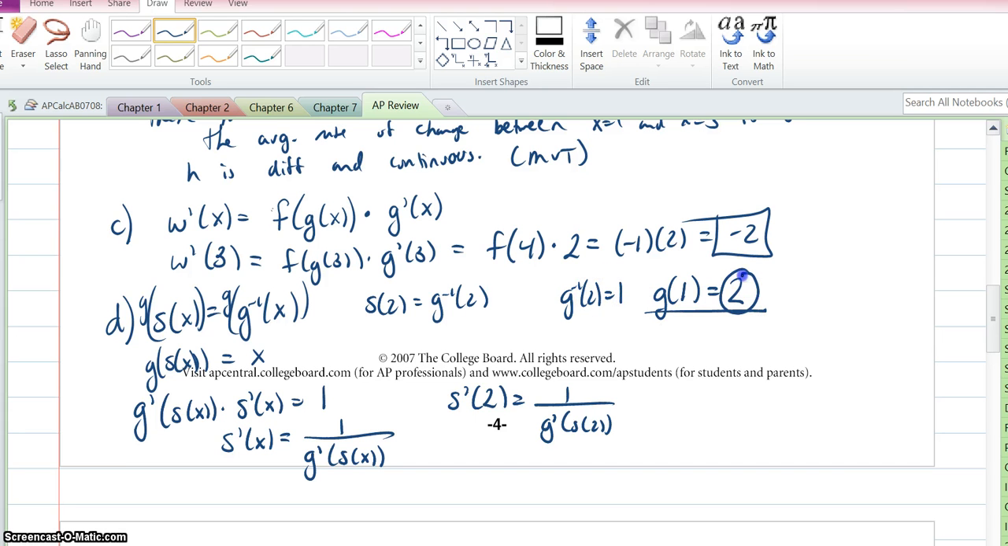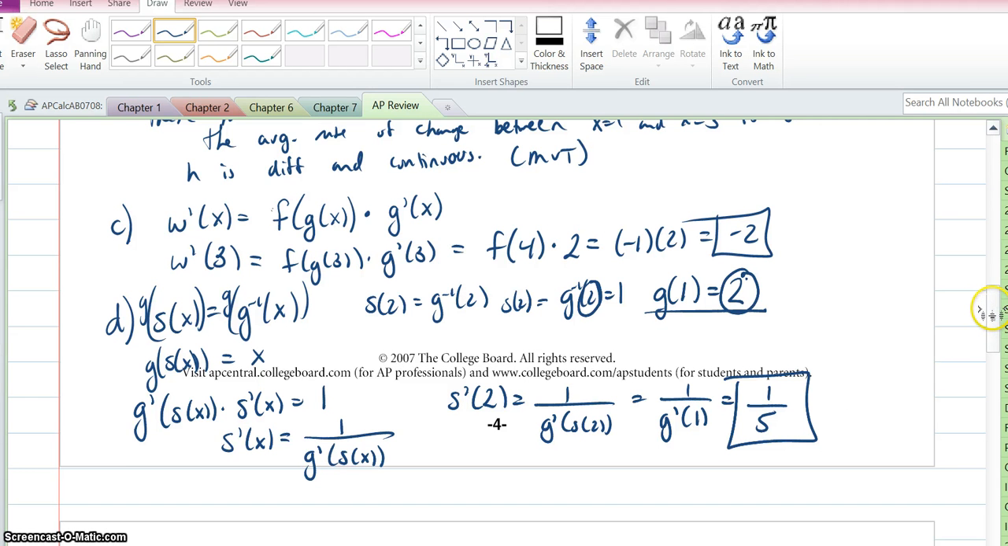The only time we got the y value equal to 2, because that's the same as the x value over here, is when the x value is 1. So now we just found what g inverse of 2 is, which is our s of 2. So we get 1 over g prime of 1, which g prime of 1 is 5 from the graph. So 1 over 5, and you got your solution. Okay, and that's a tricky question. I'm sure a lot of people miss that one because it's a very obscure rule.